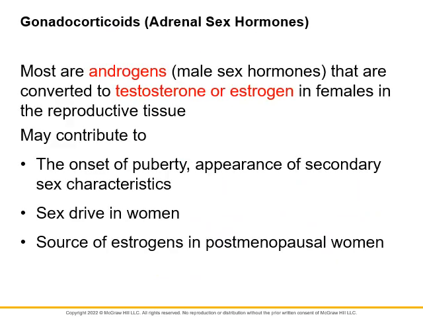The third group that we're going to talk about are gonadocorticoids. So hopefully you're thinking gonads, you're thinking ovaries and testes. Gonadocorticoids are going to release androgens. Androgens can be converted into testosterone, which is the male hormone, or estrogen, which is the female hormone. You're also going to see me lump in progesterone here.